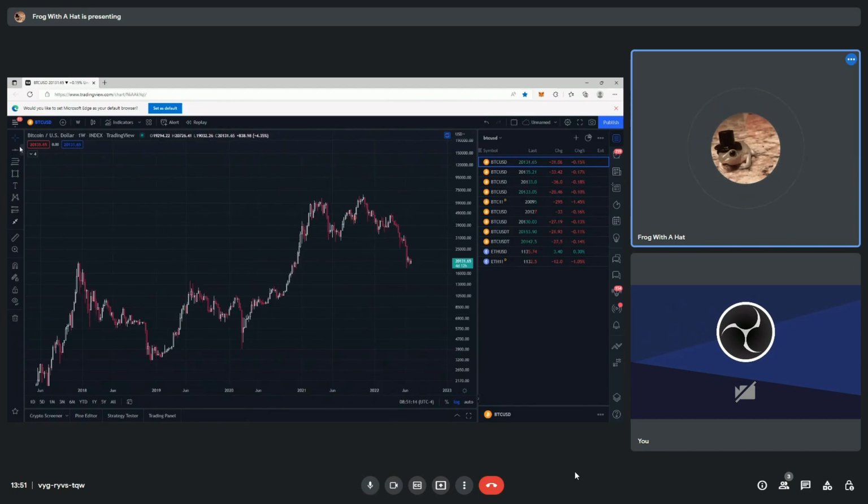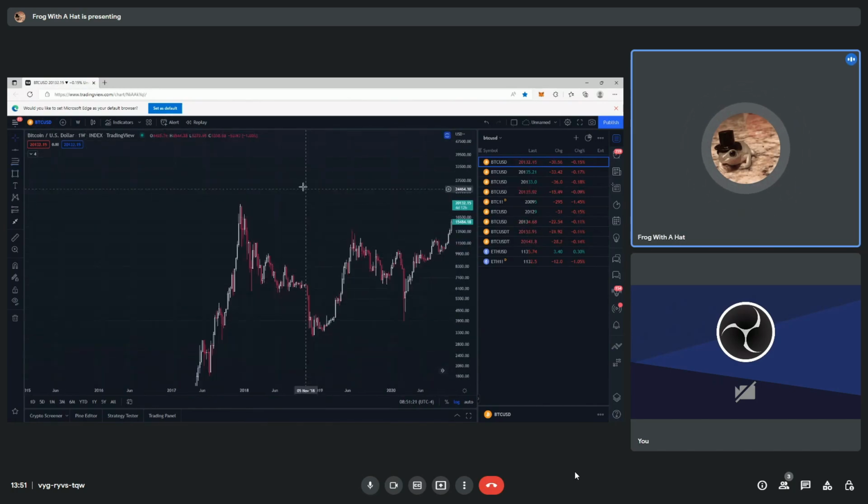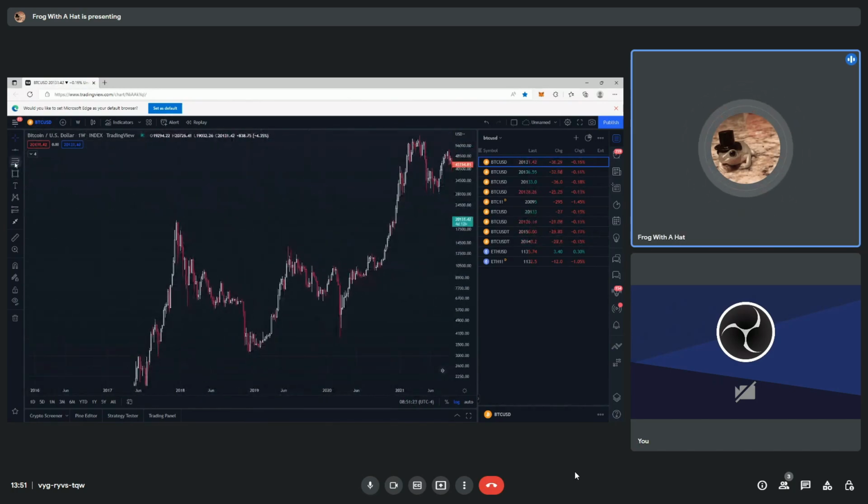So this is how Fibonacci works, even on downtrends. So when there's a downtrend, let's look at this one right here. This is a downtrend. This is a clear rejection in a downtrend, right?